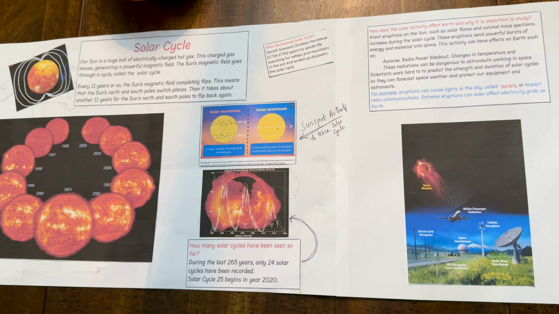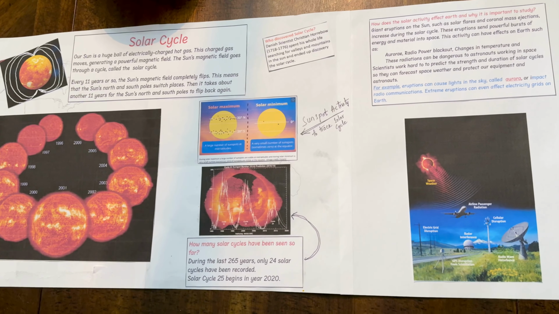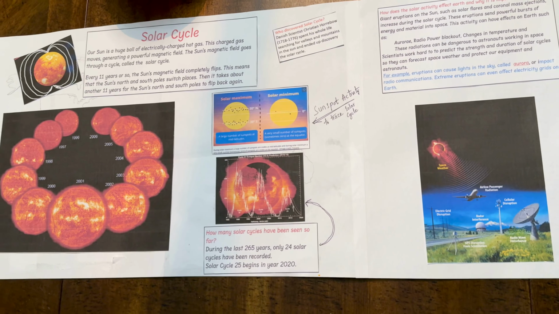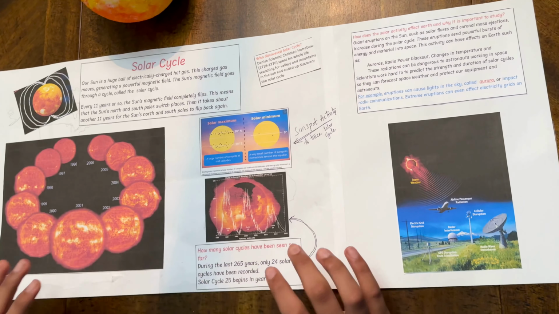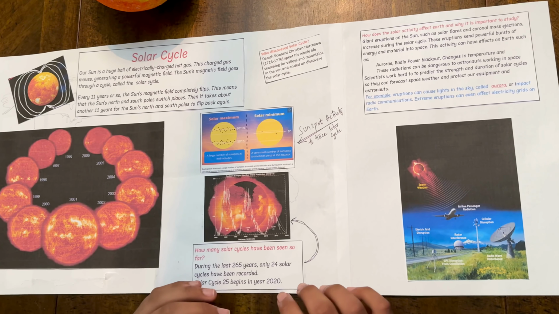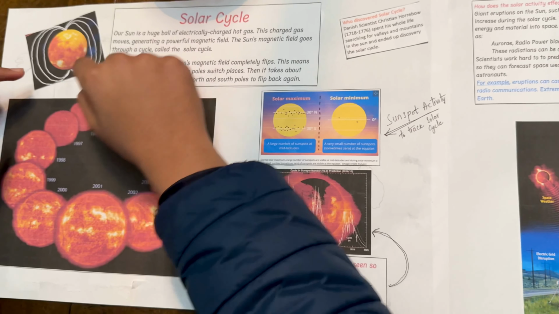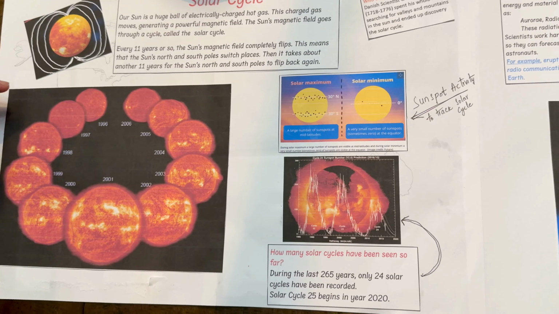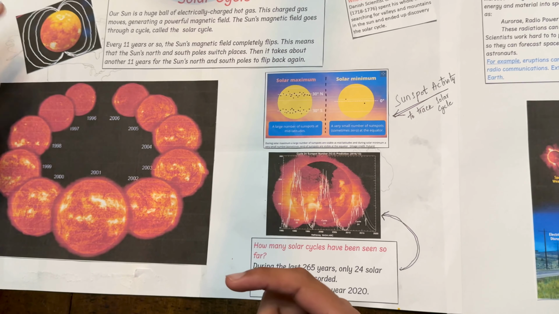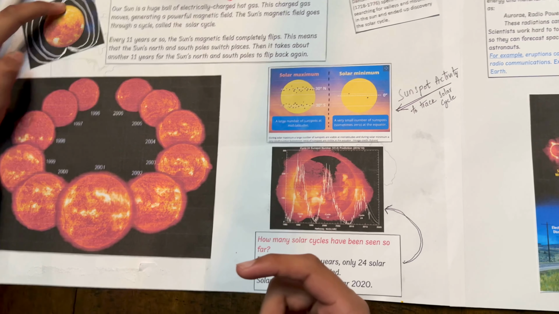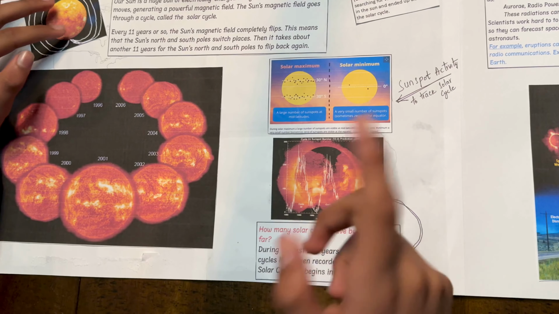In this video, we're going to be talking about the solar cycle. Our sun, because it's so hot and electrically charged, is able to generate a magnetic field. Like Earth, the sun has a magnetic field around the poles. However, every 11 years, the North Pole turns to the South Pole and the South Pole turns to the North Pole. This cycle is called the solar cycle.